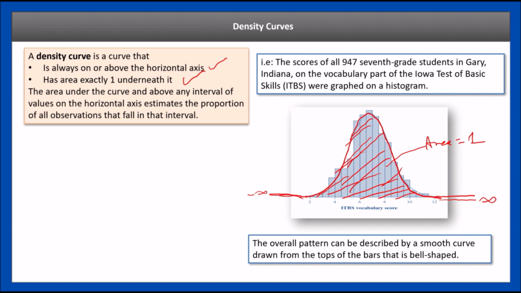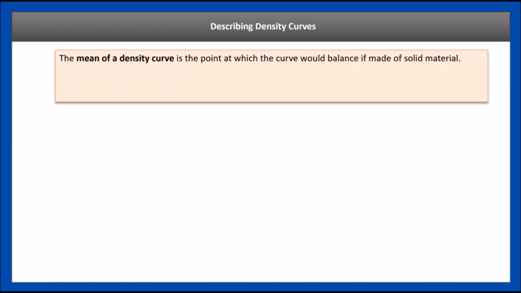And so you can look up the formula for the function of the Gaussian distribution, and then you can integrate it. But in any case, this is a density curve. So the mean of a density curve is the point at which the curve would balance if it's made of solid material. So the mean of any distribution is the balance point. Okay, so that's important to realize. The mean is the balance point of any distribution, right? So in this case, the mean of a density curve works the same way.